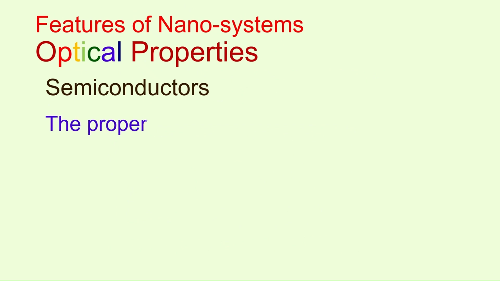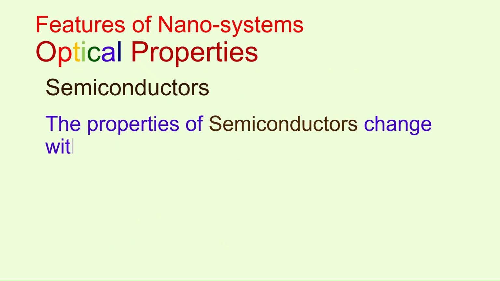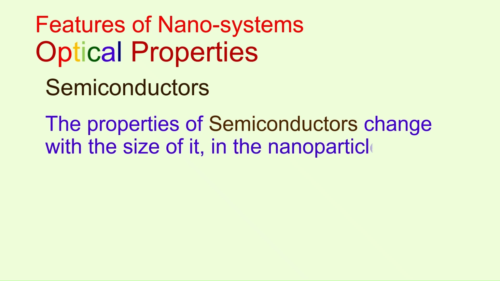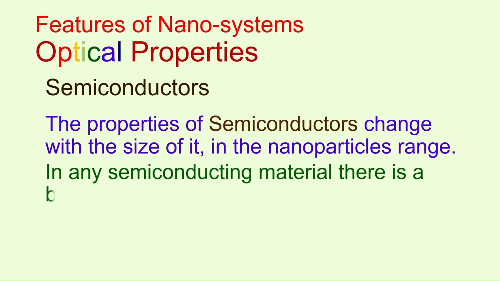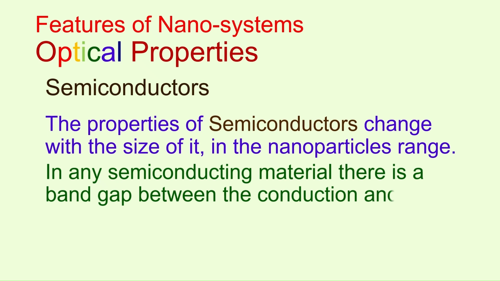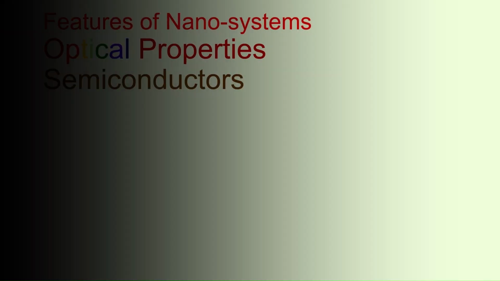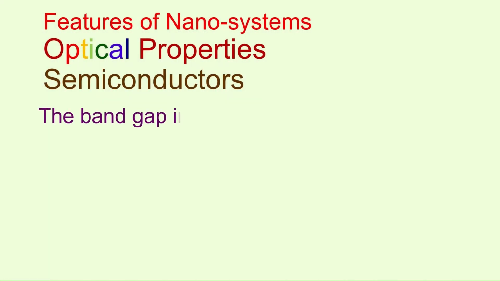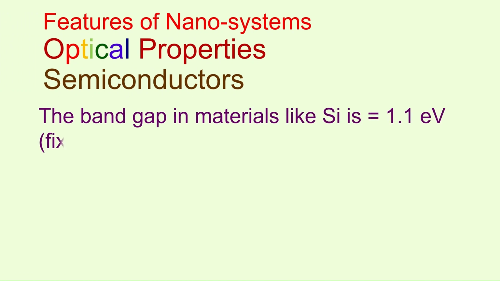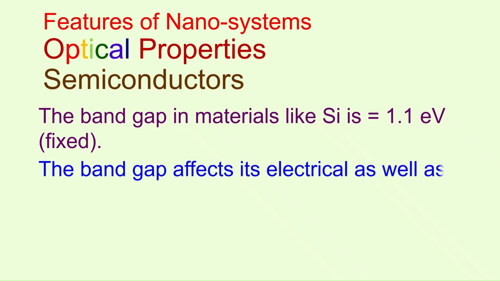The optical properties of semiconductors. The properties of semiconductors change with the size of the nanoparticles in the nano range. In any semiconducting material, there is a band gap between the conduction and valence bands in the solid. The band gap in semiconductor materials like silicon is equal to 1.1 electron volt. The band gap affects its electrical as well as optical properties.